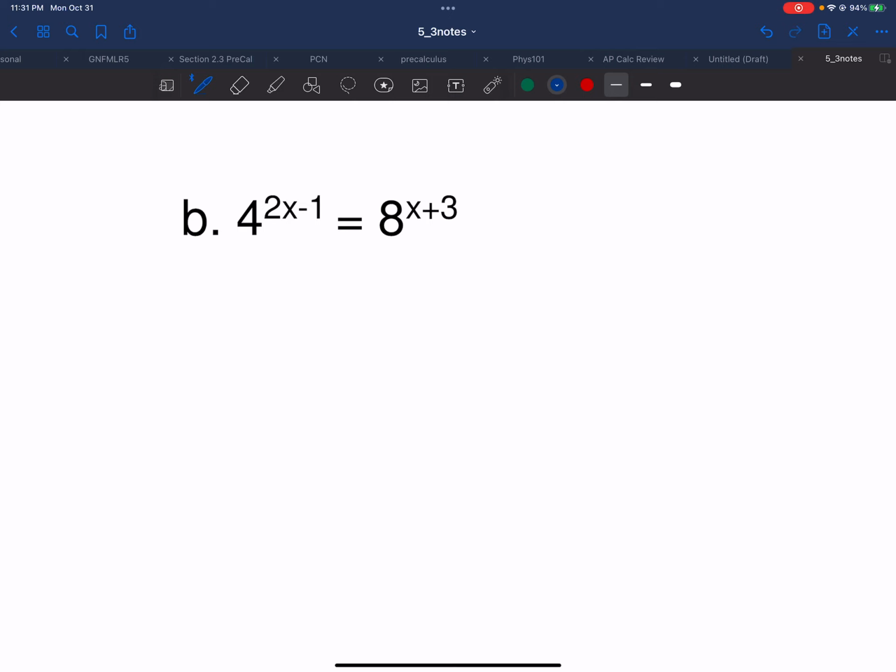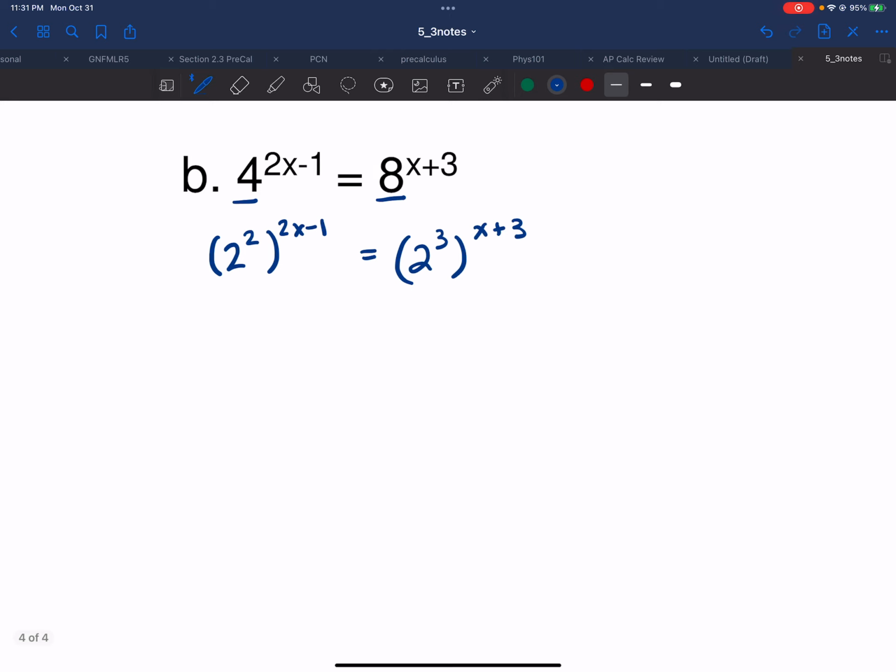All right, let's take a look at B. What I notice here is that my bases are not the same, so I have to fix that. What I do know is that 2 goes into both of those bases, so 2 squared is 4, and 2 to the 3rd is equal to 8. So I'm going to replace those numbers with 2 squared to the 2x minus 1 and 2 to the 3rd to the x plus 3.